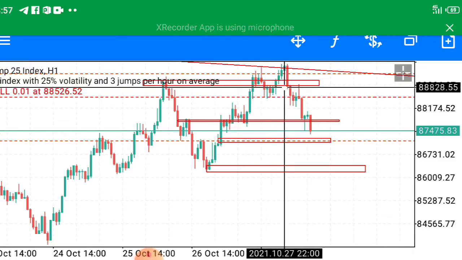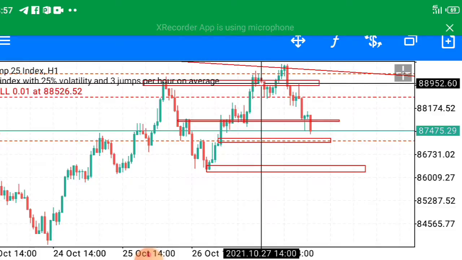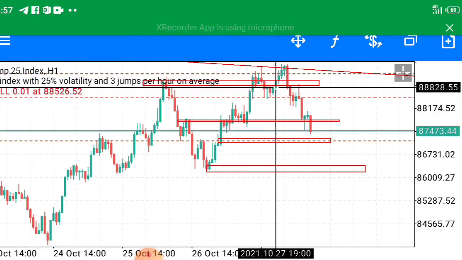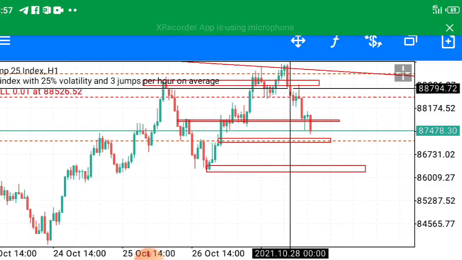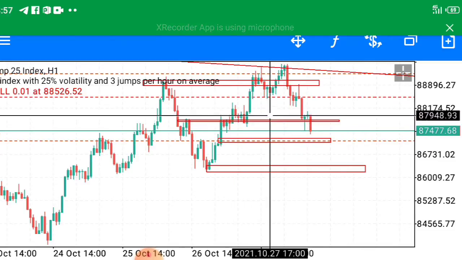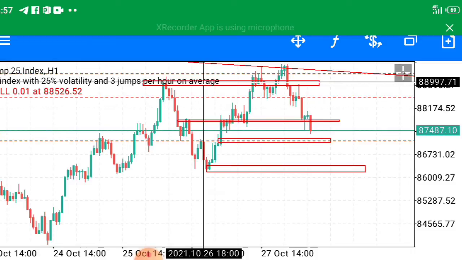It engulfs and comes back, closes inside this zone. That is, it breaks back the higher highs and then closes inside the zone. So when that happens, in most cases the price is likely going to move back right down to this zone. Like I said, this is a strategy I've tested multiple times, and it has a very high win rate of above 60%, 65% to 70%.